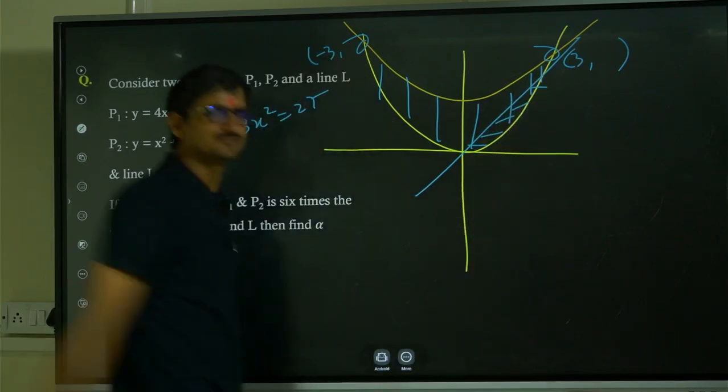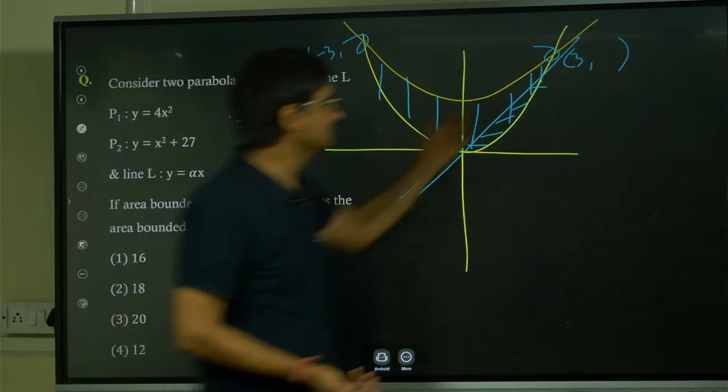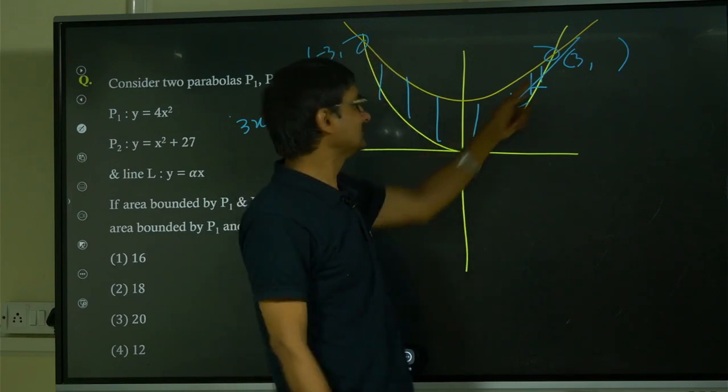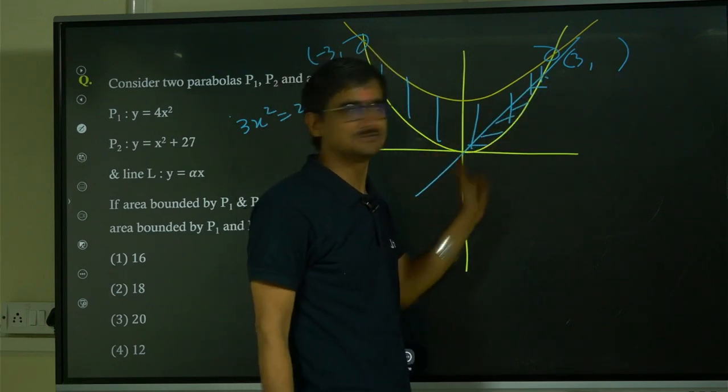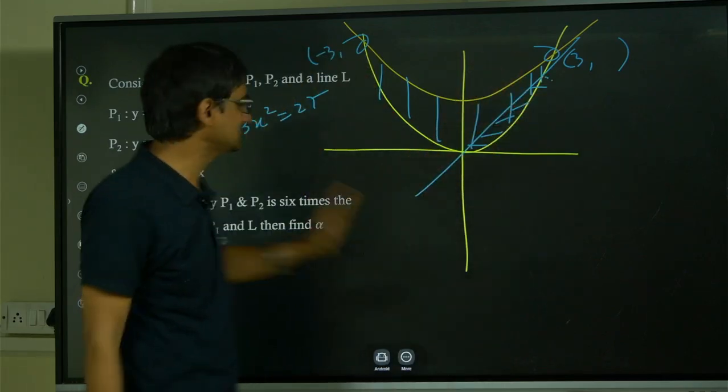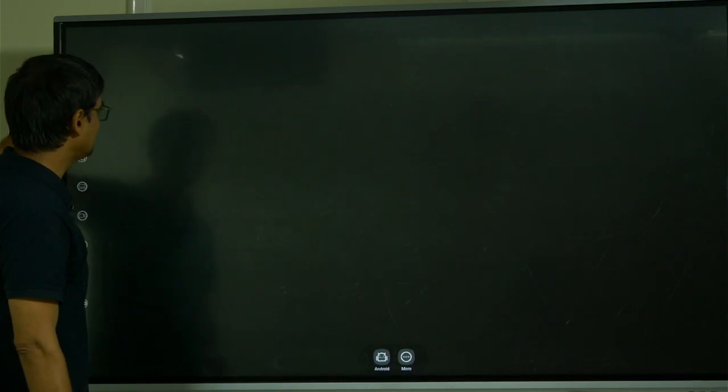This is just 6 times, so we can simply compare it, because the line is always above the parabola till its point of intersection, after 0 comma 0 and the point of intersection. So you can easily do it. I am not going into it, so we can find it out.